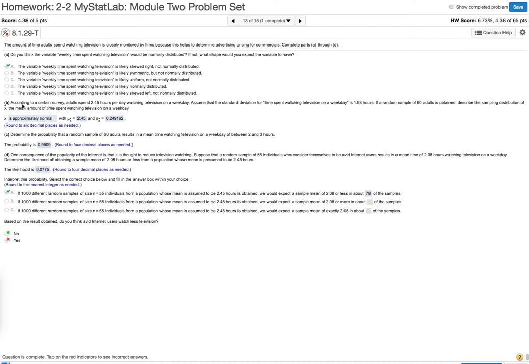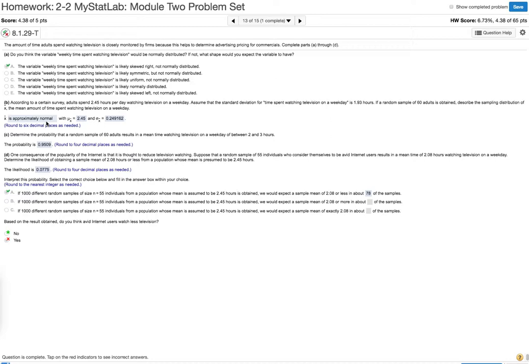So, and then for part B, according to a certain survey, adults spend 2.45 hours per day watching television on a weekday. Assume that the standard deviation for time spent watching television on a weekday is 1.93 hours. So if a random sample of 60 adults is obtained, describe the sampling distribution of X bar, which is the mean amount of time spent watching television on a weekday. So the first thing, X bar is approximately normal.